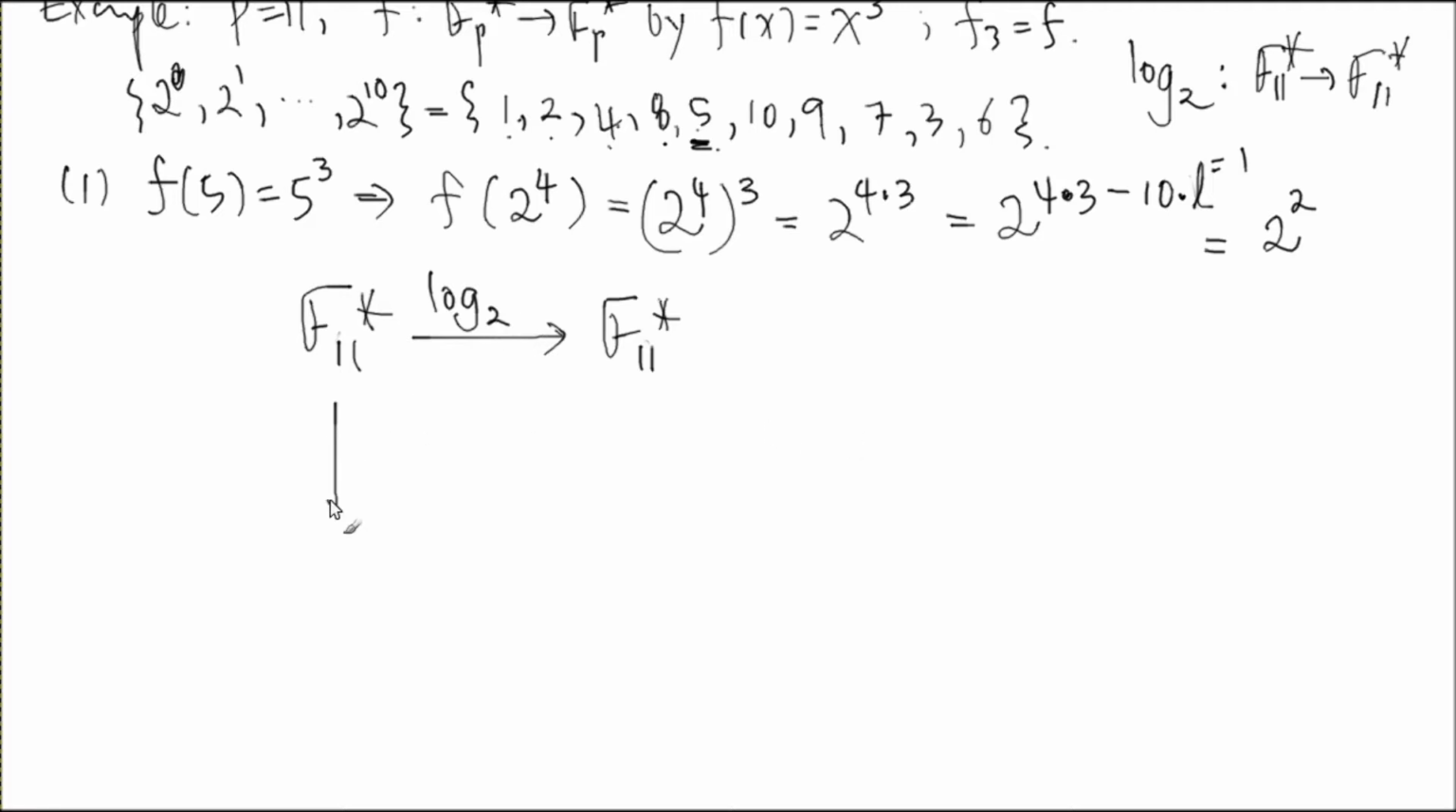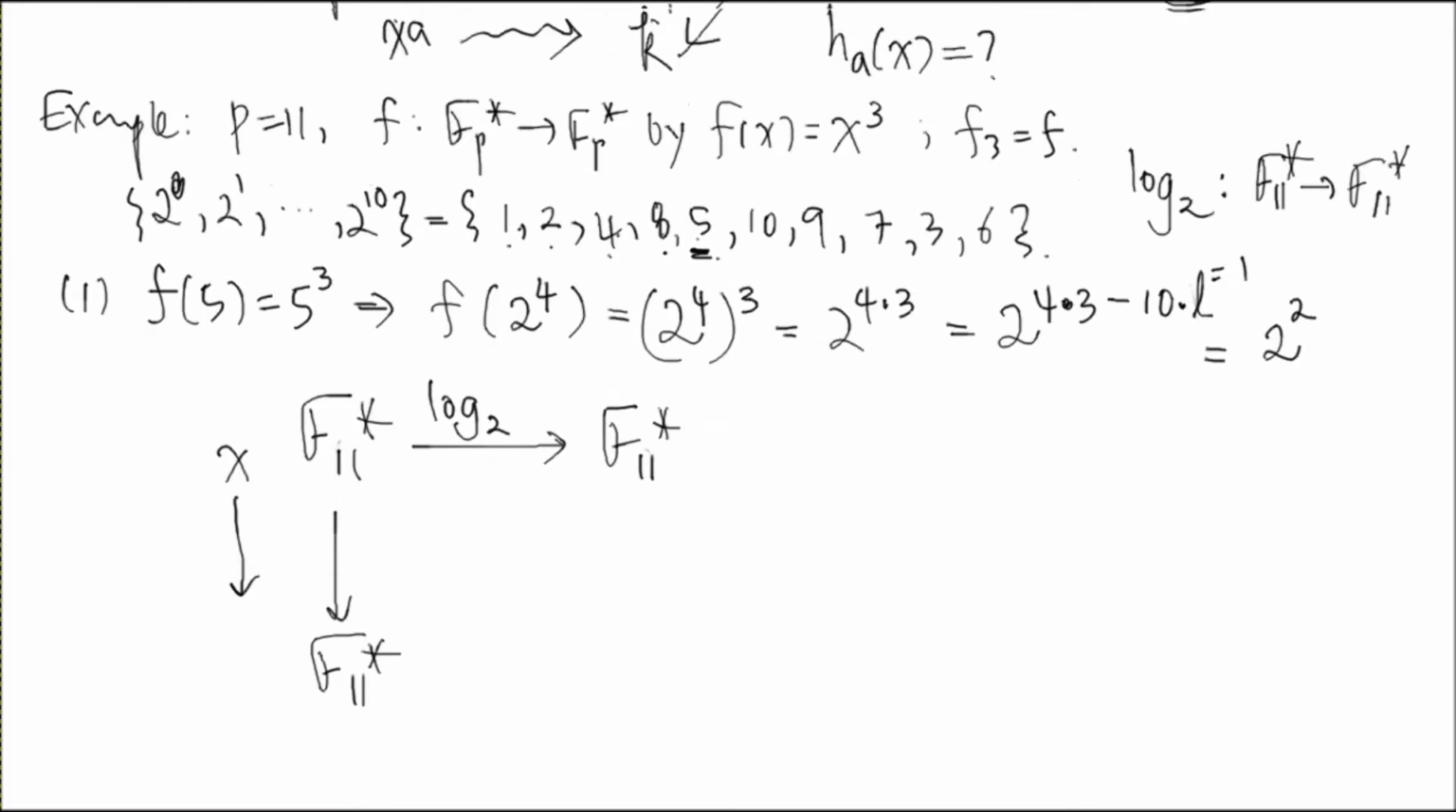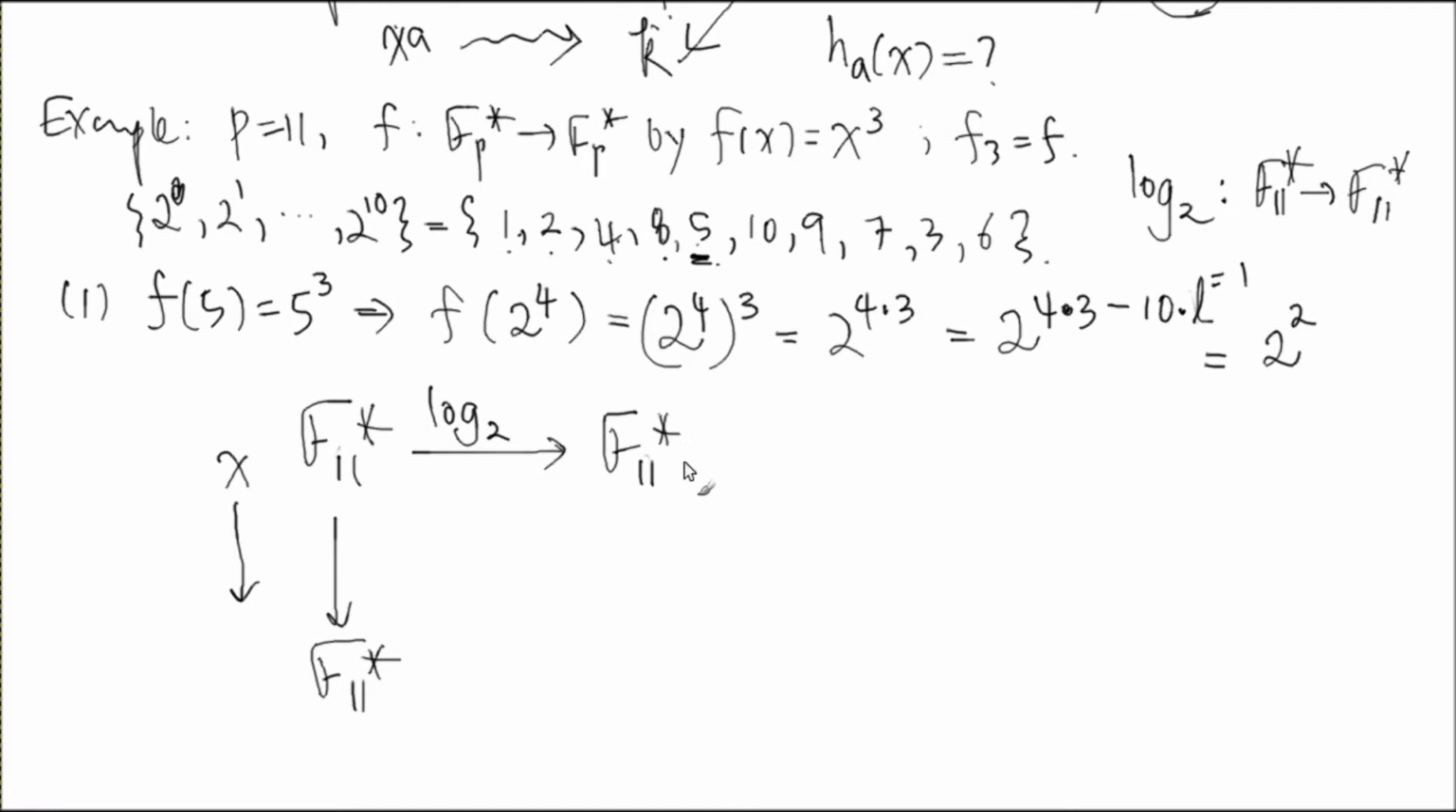What is the vertical map, which is f here? X goes to what power in this context? In the upper right corner it should be F11 star, Z mod. Oh yeah, thank you. This should be Z mod 10, P minus 1, right? Just look at the exponent and focus on what happened to the exponents. This is x to the third power. So that's the vertical map.